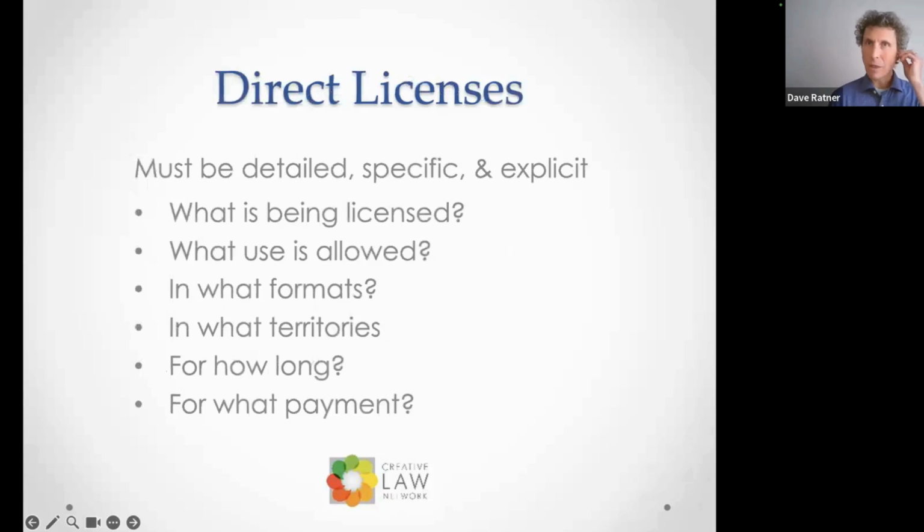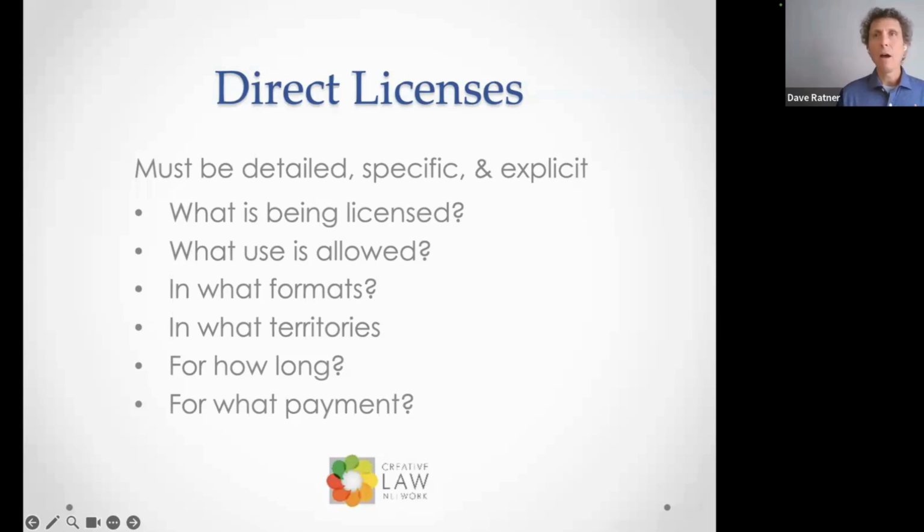A direct license is what we think about if we say, there is that musical, and we want to perform that musical in our theater. We're going to go get permission from the publisher, and they're going to send us all the scripts and all the charts and everything. We're going to pay the fees that they charge so we can present that musical in our theater on these dates for this fee.